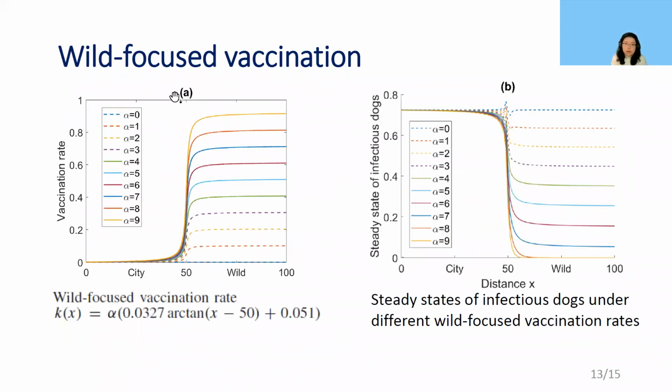Similarly, if we try wild-focused vaccination, that is, only vaccinating dogs in the wild region, then when we increase the vaccination rate in the wild region, the steady state of infectious dogs in the wild region will decrease, so the disease in the wild region can be well controlled. But the infections in the city region still remain high. So it's not enough to eliminate rabies in the entire spatial domain if we only vaccinate dogs in the city region or only in the wild region.